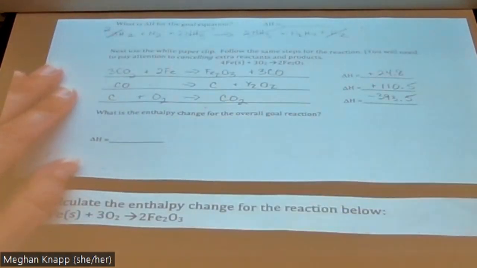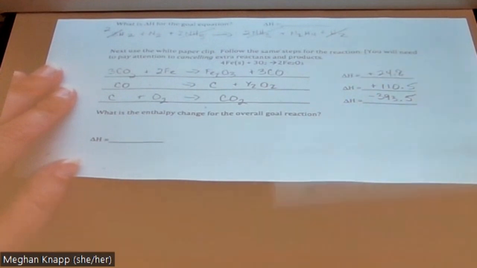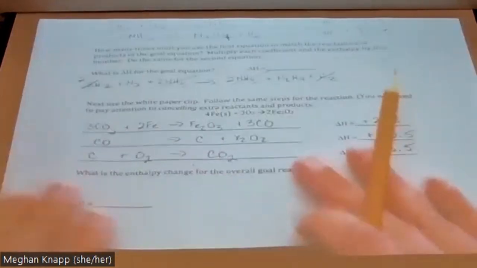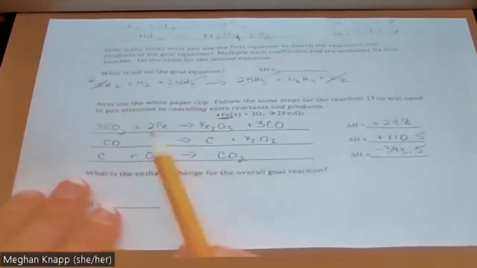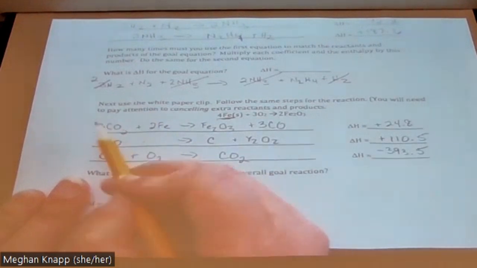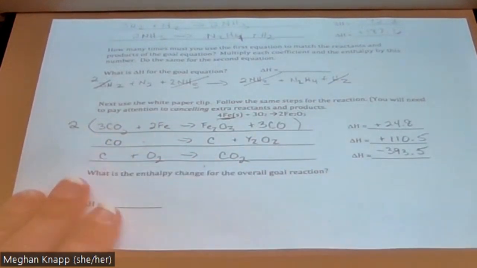Okay, so at this point, just having copied things down, I'm not ready to add up the numbers because these numbers don't match the overall equation. So I'm going to say I need there to be 4 of iron, and I only have 2. So I'm going to multiply this whole equation by 2, which means I need to multiply this number by 2.